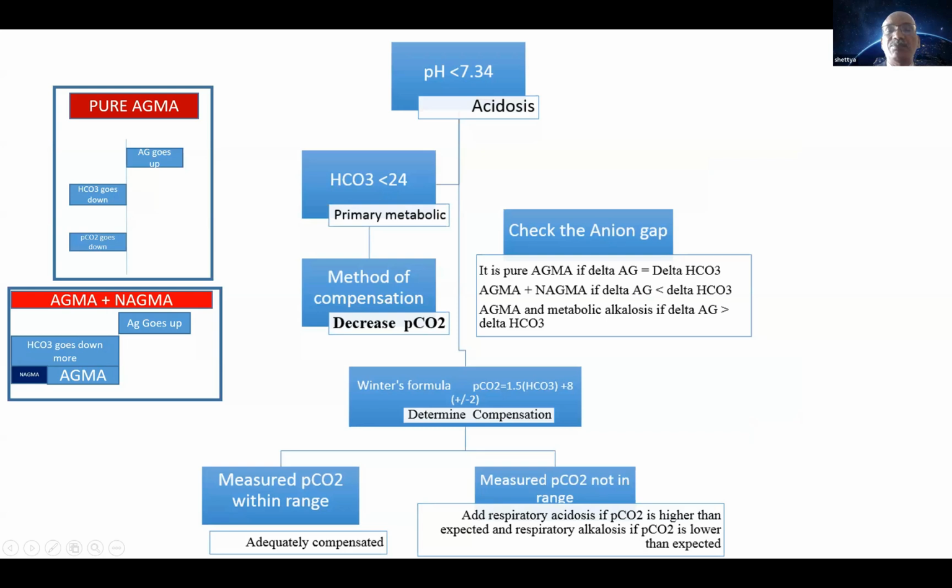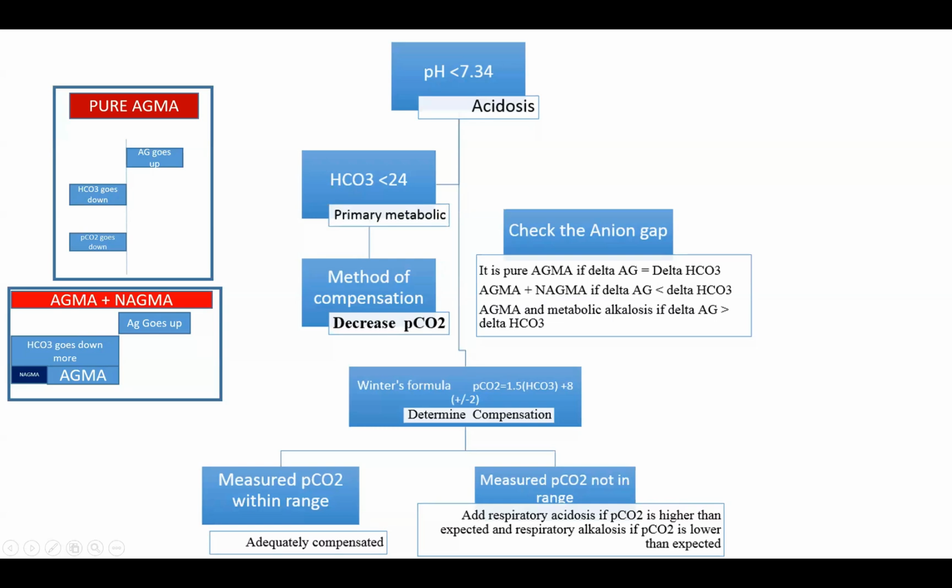And if the anion gap is the same as the change in bicarbonate, then look to the left of your panel, you will see pure AGMA. What I've done there is, if anion gap goes up a certain proportion, bicarbonate should go down the same amount. In other words, if anion gap goes up by 10, bicarbonate should come down by 10. Anion gap goes from 10 to 20, bicarbonate would come down from 24 to 14. Similarly, PCO2 also will go down by 10. So this is pure anion gap metabolic acidosis.